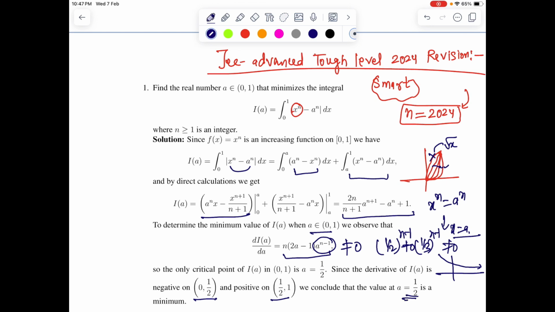So the only possibility will be a equals half, since the derivative is negative on 0 to half and positive on the other side, so we will have a minimum. So roughly I will be like this. So a equals half will give the minimum.